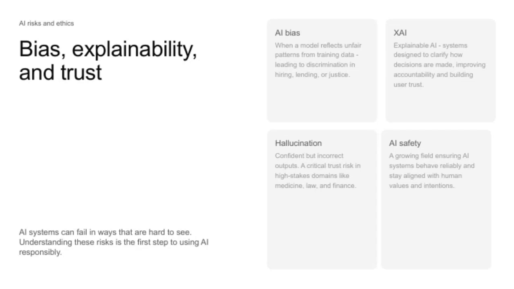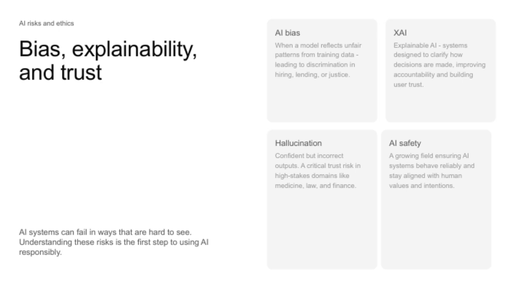Let's talk about AI safety, which is a rapidly growing field focused on making sure AI systems behave reliably and stay aligned with human values and intentions. One important issue is hallucination. This is when AI produces confident but incorrect outputs, which can be a serious trust risk, especially in high-stakes areas like medicine, law, and finance. We need to understand these risks because AI systems can fail in ways that are often hard to detect.